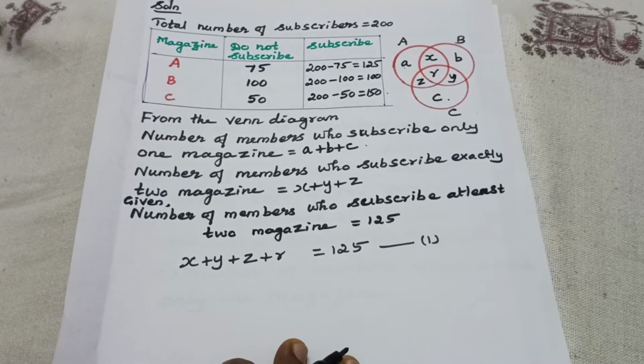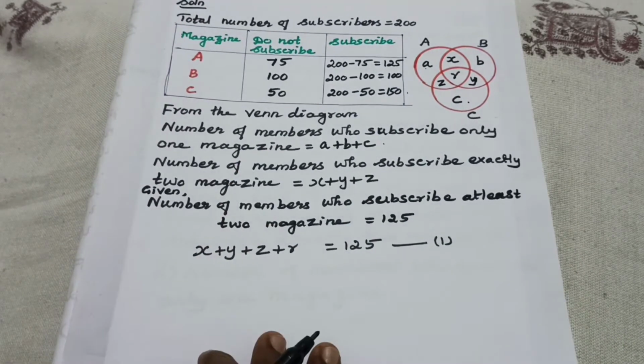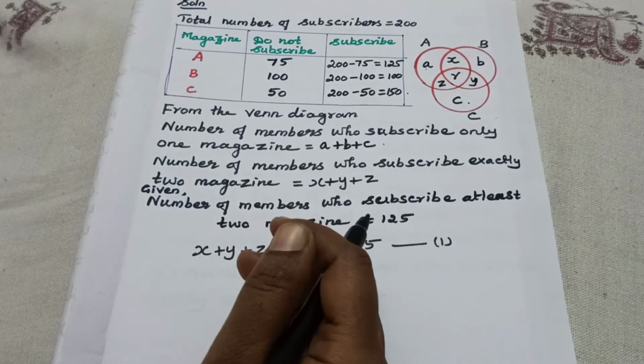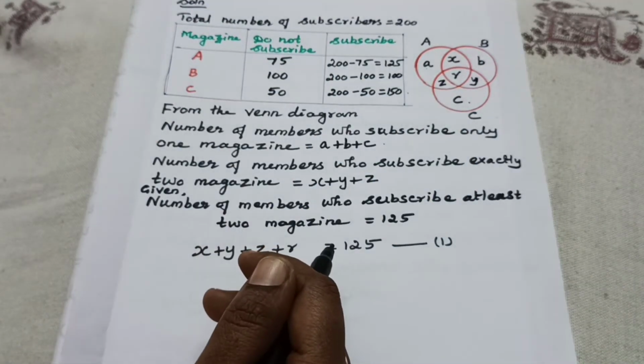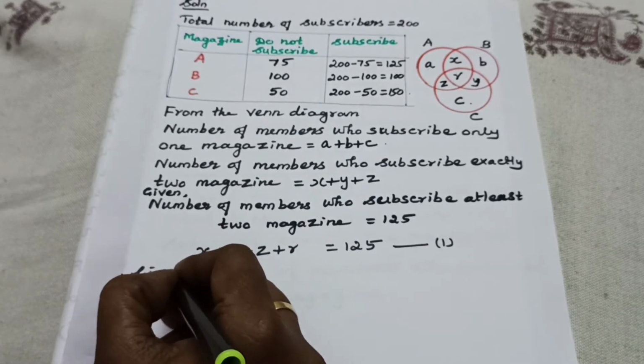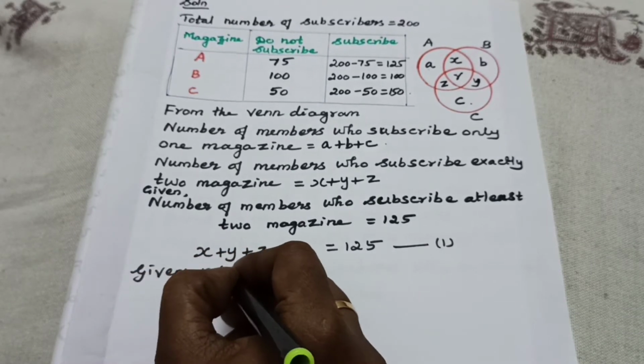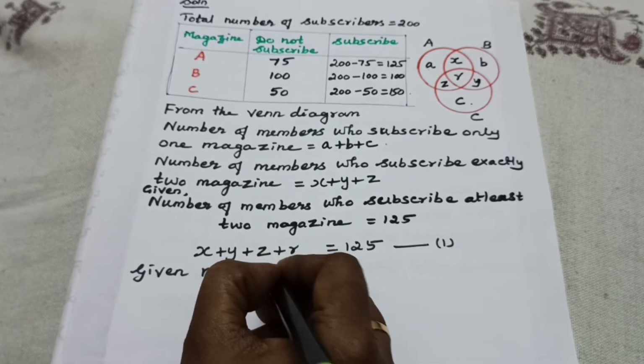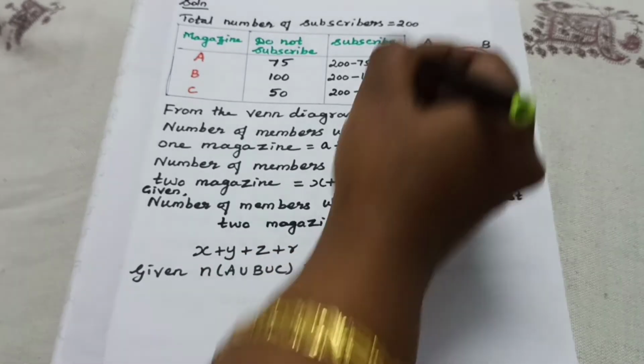Then here, one by one, what is given from the diagram? What is given, we have to write. Given n of A union B union C is equal to total, how much?